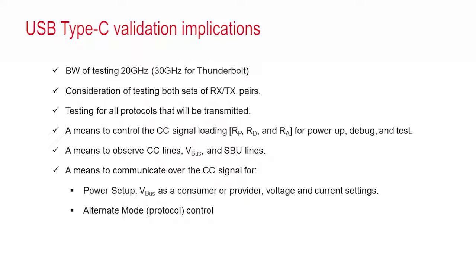V-bus can be set up for your device as a consumer or a provider, and it may have different voltage or current requirements, and that may need to be negotiated through a power delivery controller. Also, if you're testing an alternate mode, you'll need to be able to get that device in the alternate mode, and that has to be done over the power delivery channel as well.